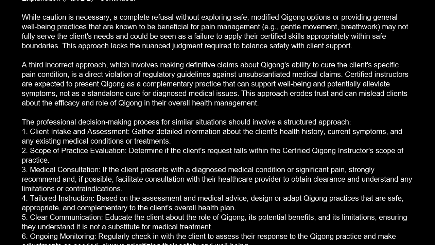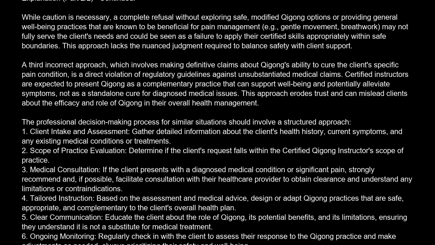The professional decision-making process for similar situations should involve a structured approach. 1. Client intake and assessment. Gather detailed information about the client's health history, current symptoms, and any existing medical conditions or treatments. 2. Scope of practice evaluation. Determine if the client's request falls within the certified Qigong instructor's scope of practice. 3. Medical consultation. If the client presents with a diagnosed medical condition or significant pain, strongly recommend, and if possible, facilitate consultation with their healthcare provider to obtain clearance and understand any limitations or contraindications.